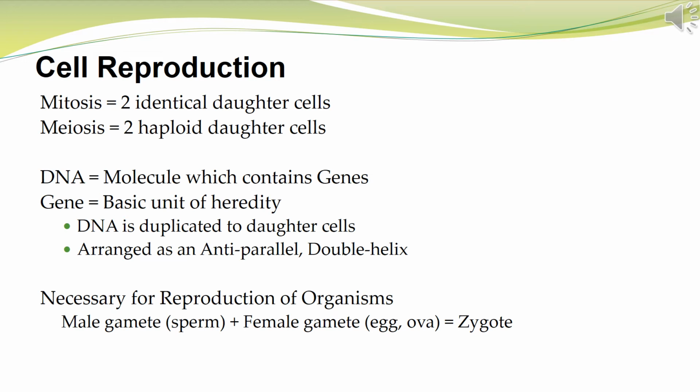Both of these cell reproductive processes are necessary for the reproduction of organisms. The male gamete or sperm combines with the female gamete, what we call the egg or ova, and this creates a single-celled zygote, which, since it contains half the genetic material from the male and half the genetic material from the female, contains a full set of genes.